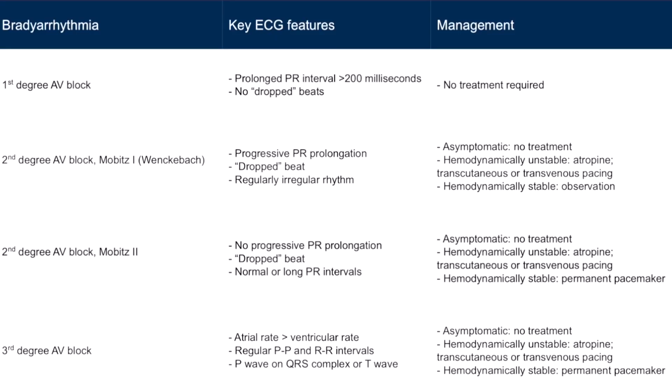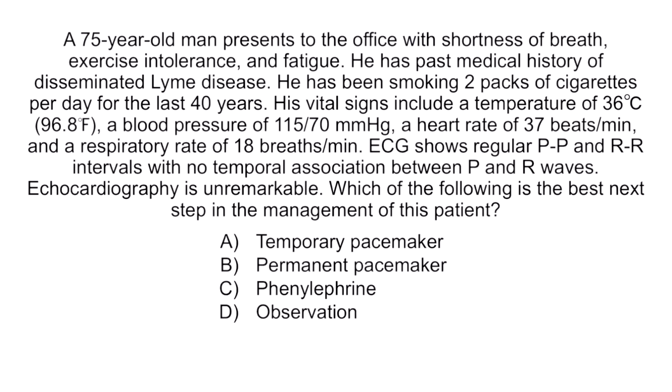Here's a table summarizing everything that we have discussed in this lecture. Pause the video and take a moment to consider the table. A 75-year-old man presents to the office with shortness of breath, exercise intolerance, and fatigue. He has past medical history of disseminated Lyme disease. He has been smoking 2 packs of cigarettes per day for the last 40 years. His vital signs include a temperature of 36 degrees Celsius, blood pressure of 115/70, heart rate of 37, and respiratory rate of 18. ECG shows regular PP and RR intervals with no temporal association between P and R waves. Echocardiography is unremarkable. Which of the following is the best next step in the management of this patient?